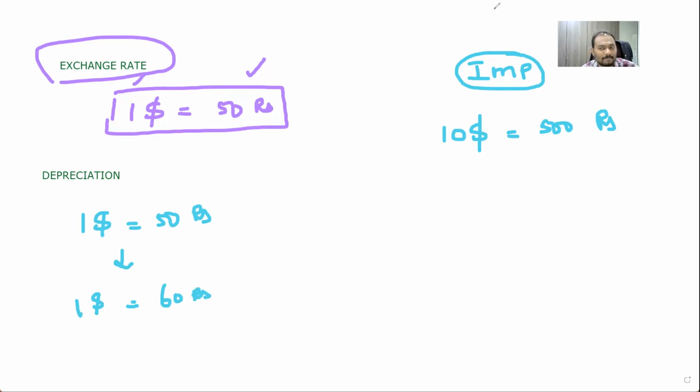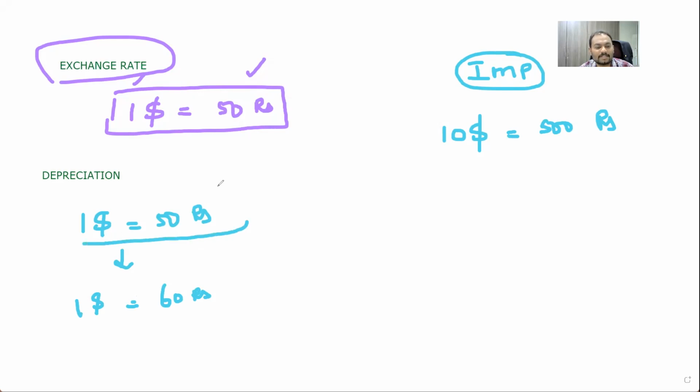Now you may ask me a question. Many students get confused with this concept. Sir, 50 to 60 is an increase, so why is it depreciation? It is depreciation only. While the figure has increased from 50 to 60, the value of the Indian rupee has decreased. I'll show you a proof for this.